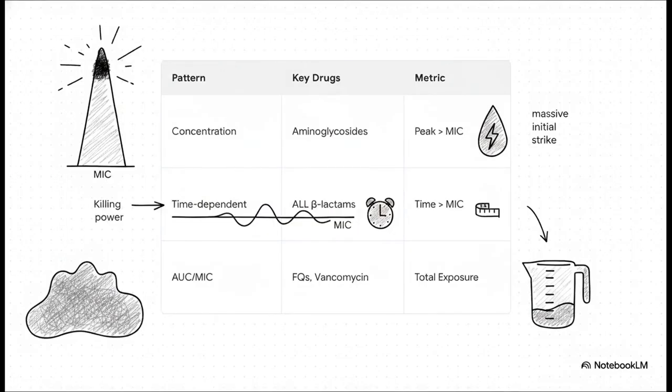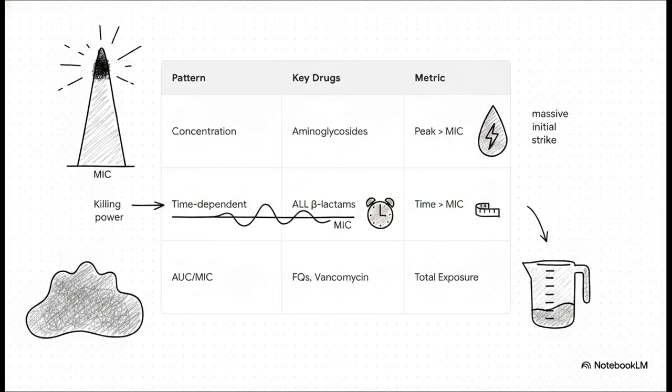Now, there are 3 vital efficacy patterns that dictate exactly how we dose these drugs for maximum impact. The minimum inhibitory concentration, or MIC, is our baseline metric. For concentration-dependent drugs, think aminoglycosides, we want a massive initial strike. Basically, the higher the peak concentration is above the MIC, the more killing power you get. But for time-dependent drugs, which includes literally all beta-lactams, peak height doesn't actually matter at all. Their efficacy tracks strictly with the amount of time the drug concentration remains above the MIC.